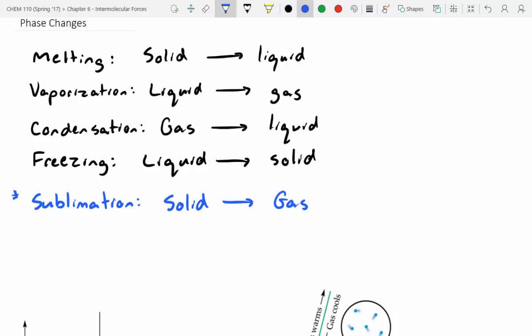Does anybody have an example of something that sublimes? Dry ice. So dry ice is a good example of something that sublimes. Dry ice, if you have ever played with it, doesn't ever form a liquid, right? It just goes straight from the solid dry ice to gaseous dry ice. Unless you really manipulate the pressure.